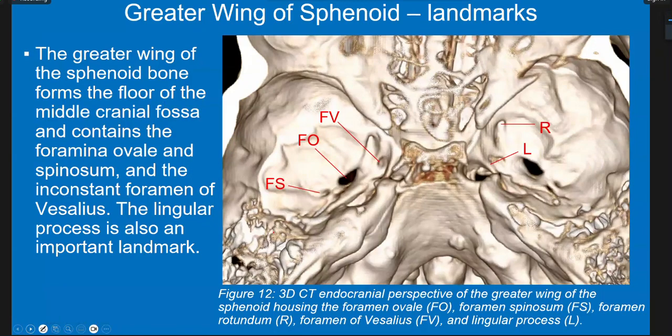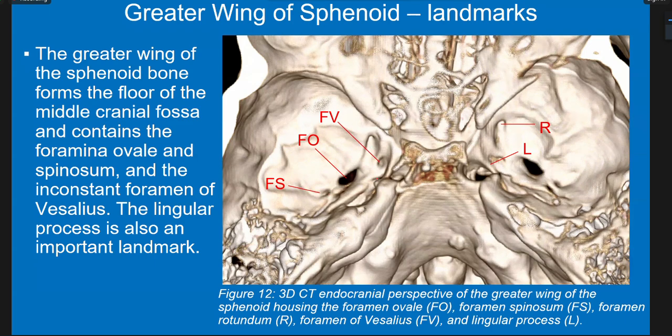So in terms of the greater wing of the sphenoid, it's making up most of the floor of the middle cranial fossa. So you have your important landmarks here. You have the foramen rotundum. This is a top view from the endocranial perspective. You have the foramen ovale transmitting V3. You have the foramen spinosum transmitting the middle meningeal artery.